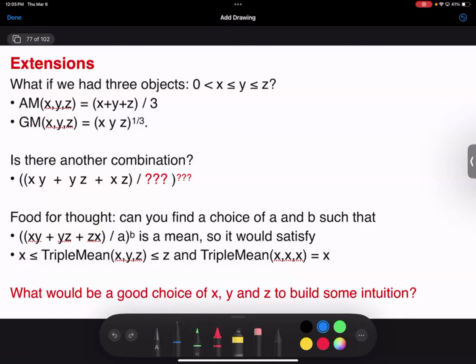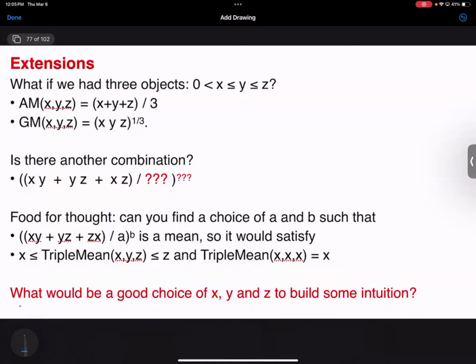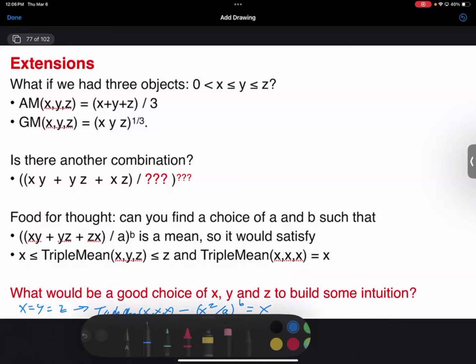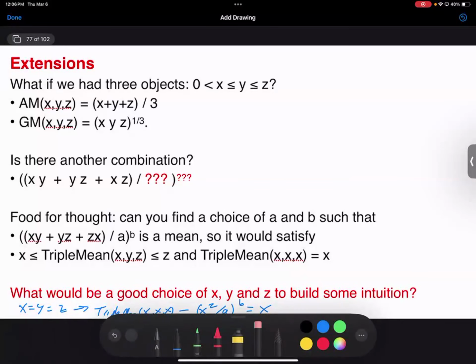I mean, I've told you, look at the triple mean. Triple x. Yeah, triple x. So if we take x equals y equals z, then we get the triple mean of x, x, x is going to be x squared over a to the b, and that has to equal x for all x. Oh, sorry, it's not x squared. What is it? 3x squared. 3x squared.